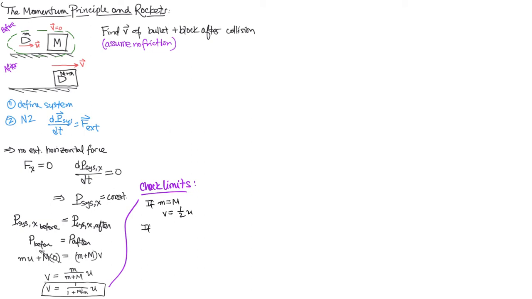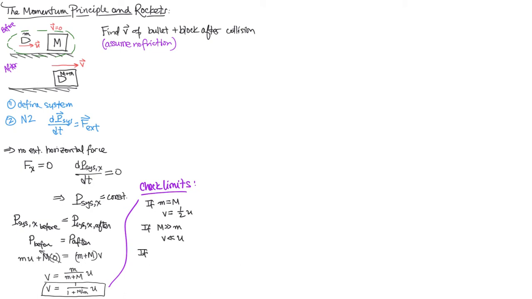What if the block is much, much heavier than the bullet? Well, in that case, we would find v is much, much less than u. In other words, after the collision, this term in the denominator would be very big, so you'd have 1 over a very big number, which means that v would be much smaller than u, and that's sensible. If you fire a small object into a much bigger object, the net velocity of the pair would be smaller. That matches your expectations.